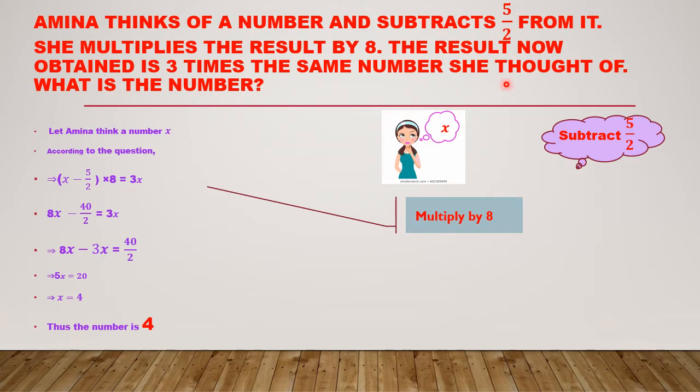Now we will start the second condition, which will become the RHS. Now let us find out what is the second condition. The result now obtained is 3 times the same number she thought of. As we all know that Amina thought of x, so 3 times x will be 3x. And as this is the second condition, it will be applied in RHS.